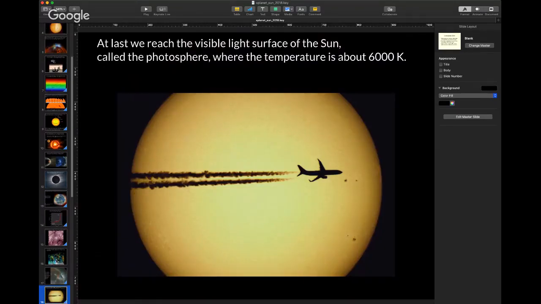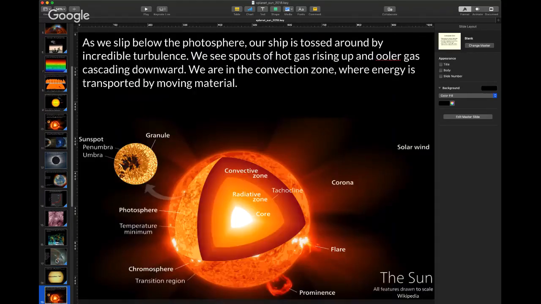And at long last, after we've been through the corona and the chromosphere, we reach the visible light surface. This is the photosphere, where the temperature is fairly cool. It's about 6,000 K. And so this is an image of an airplane with a couple of sunspots moving across the sun in that visible light surface that we are also very familiar with.